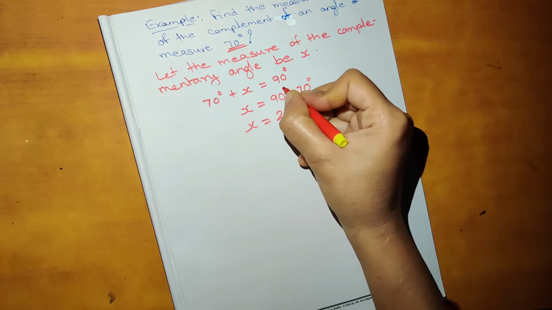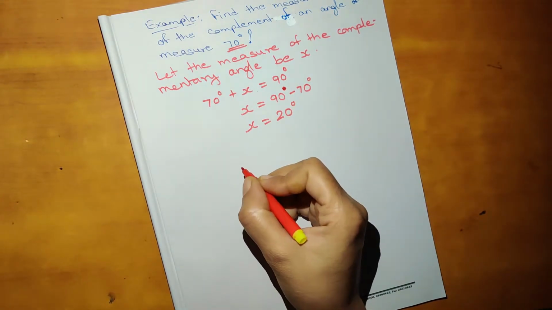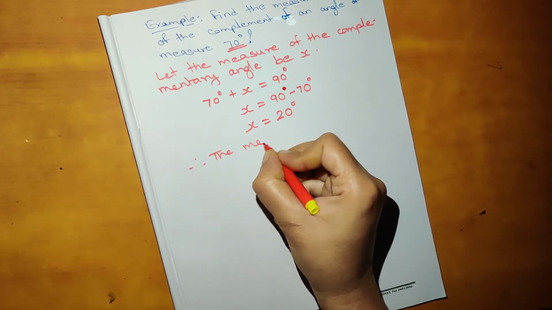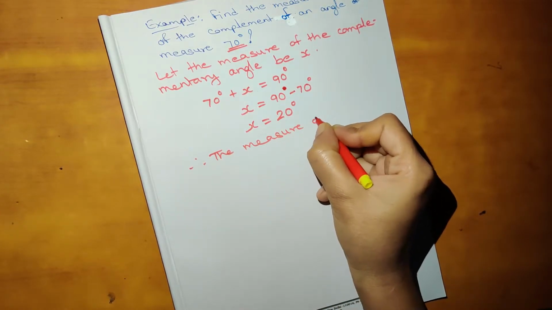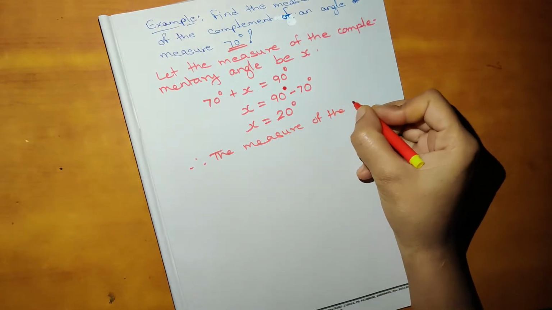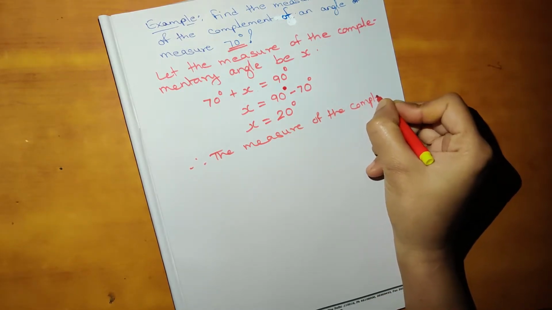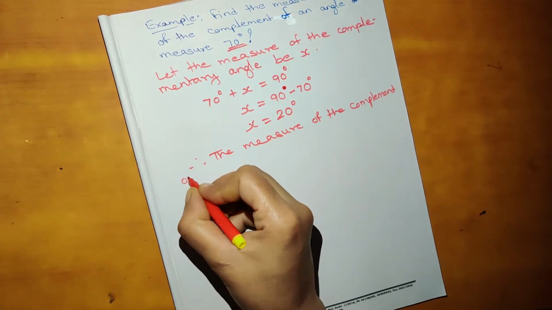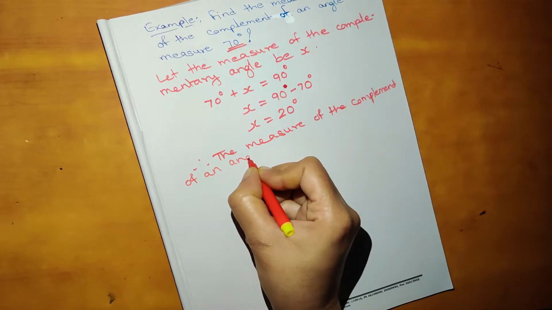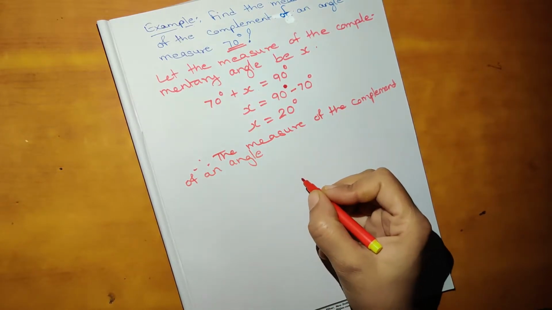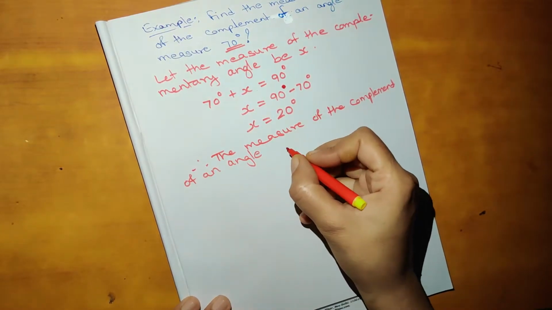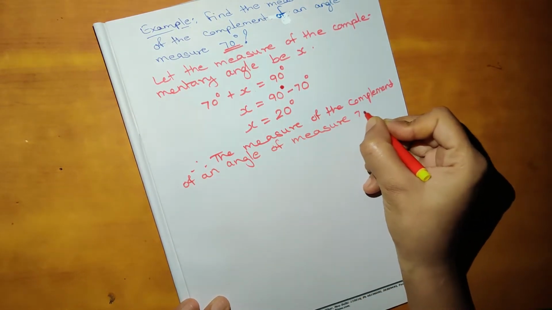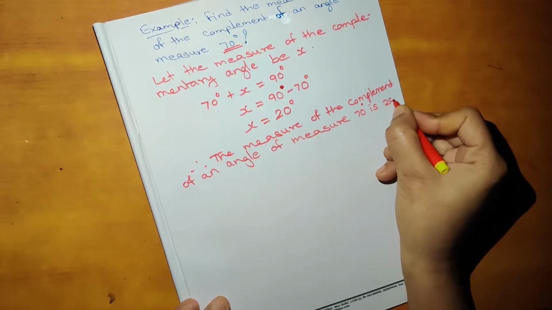So we got 20 degree. Writing the degree or not writing it, there is no problem. Therefore the measure of the complement of an angle of measure 70 degree is 20 degree.